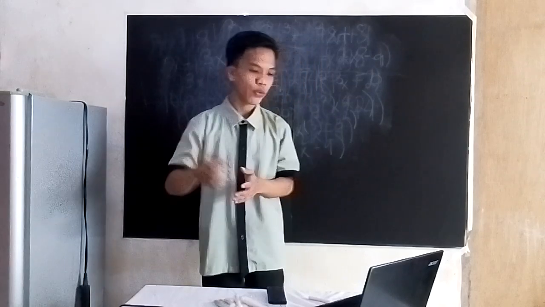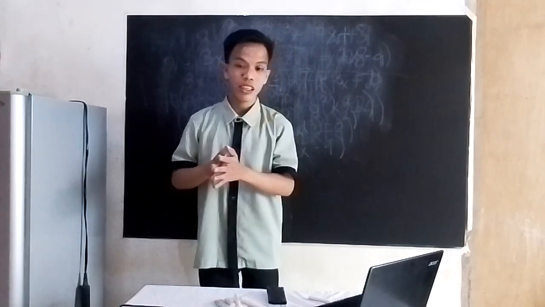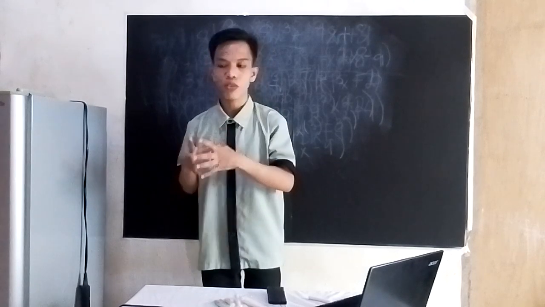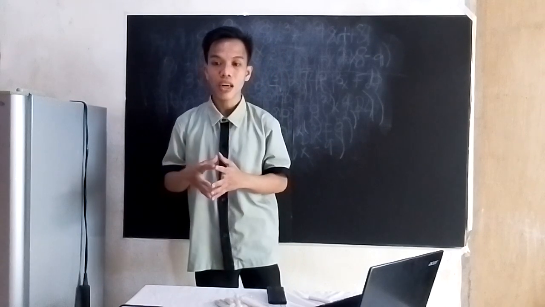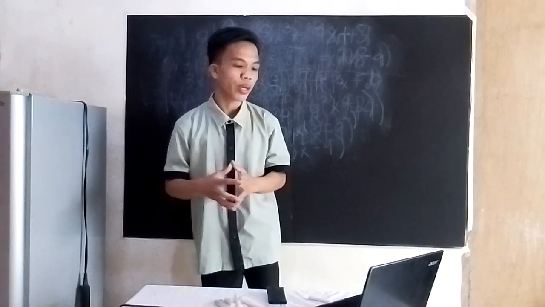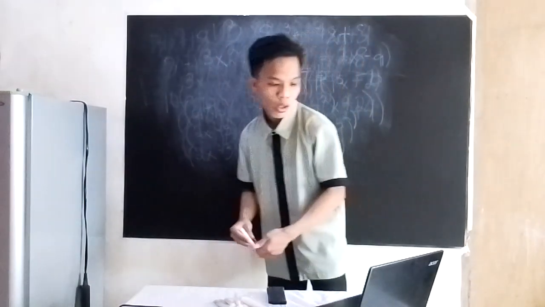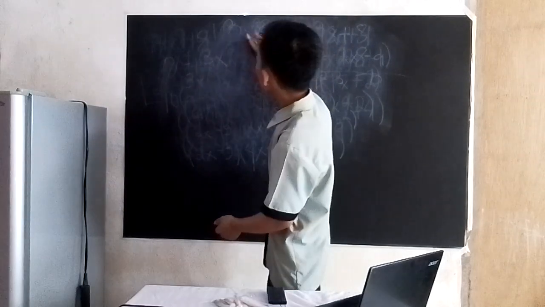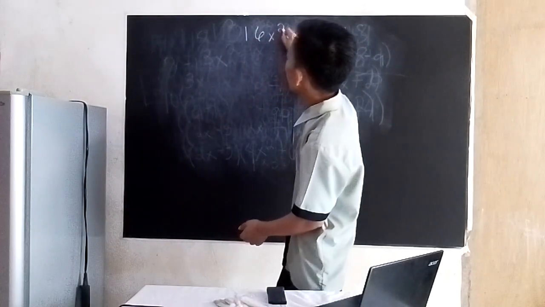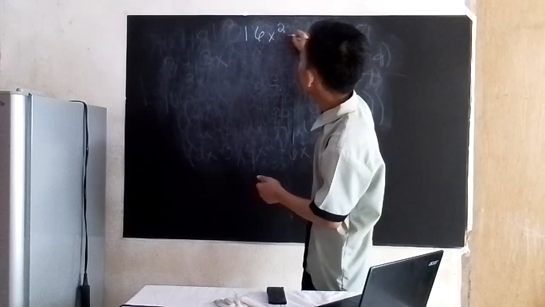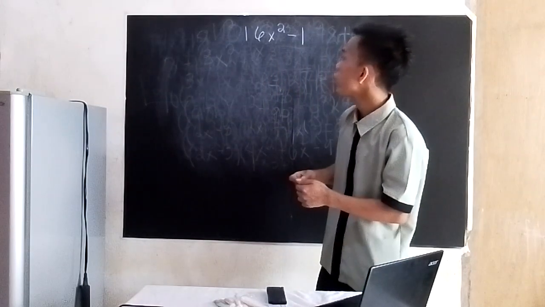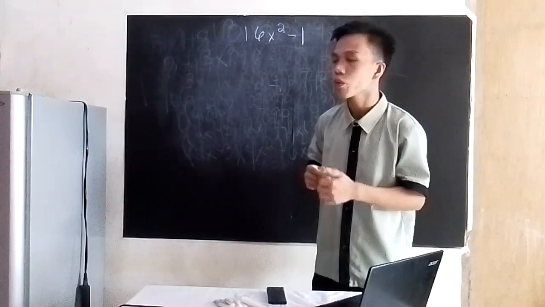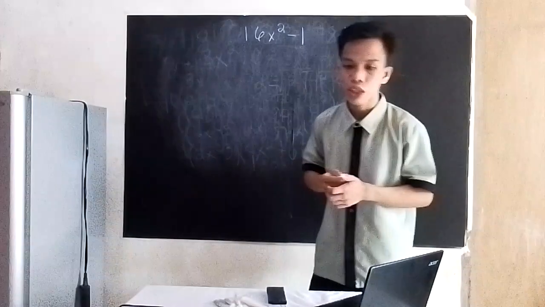Yes, Marina. That's right. So, it is like the sum of two cubes and difference of two cubes, just that they are raised to 2, or they are perfect squares. That's right. So let's have an example here. For our example, we have 16x squared minus 1. Since it is a difference of two squares, 16x squared is a perfect square, and 1 is a perfect square also.